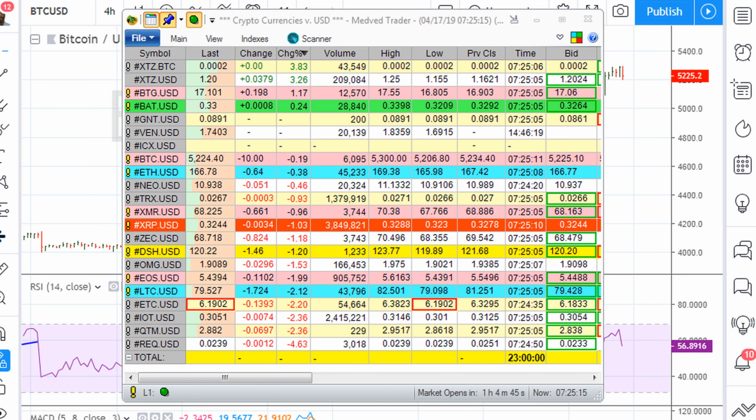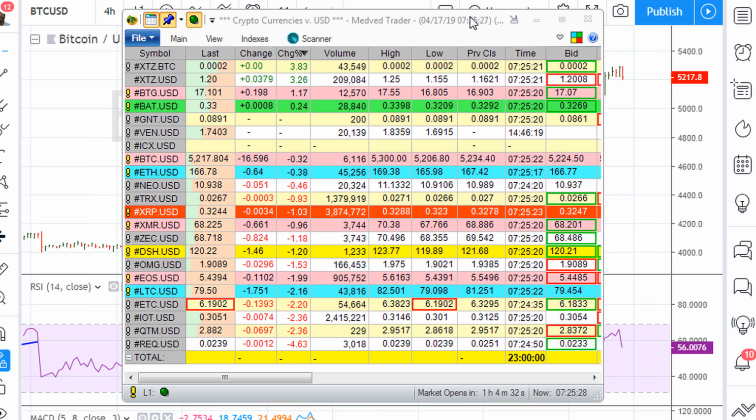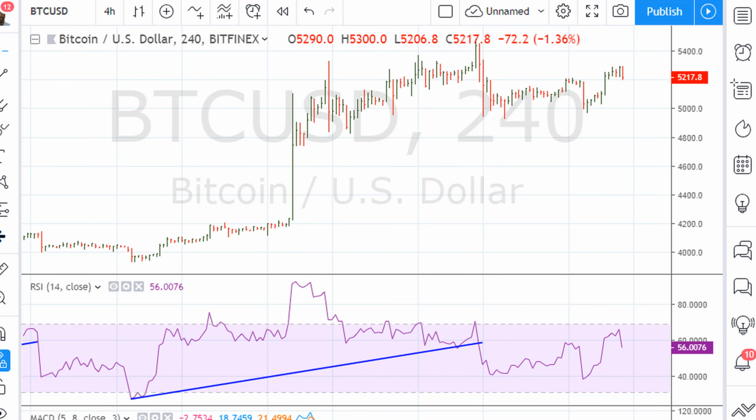All right, let's take a look here at the price. It is about 7:25 Central Time US. Bitcoin trading at 5224. All right, let's take a look at the chart here because that's what we are interested in.